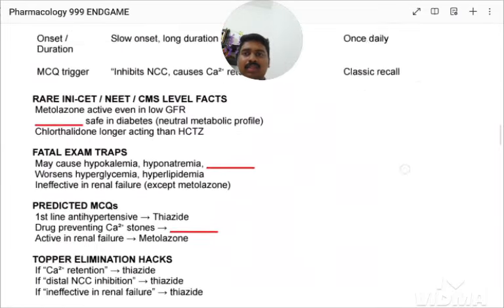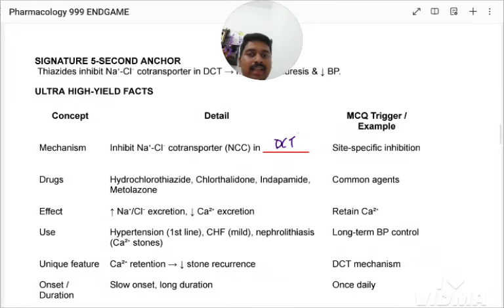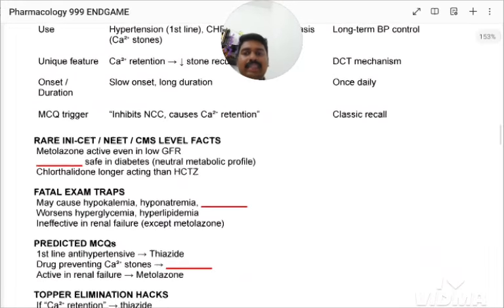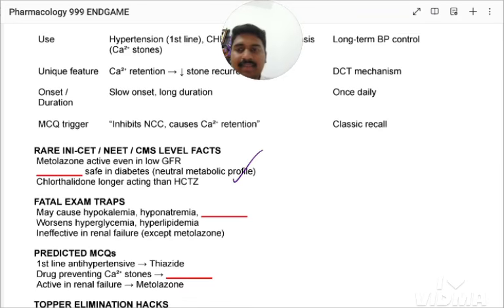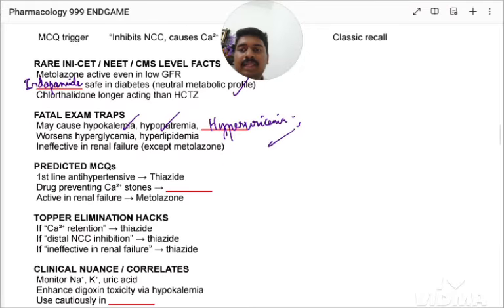So let's solve questions quickly. Inhibits sodium chloride co-transporter where? In the distal convoluted tubule. Next, dash is safe in diabetics, neutral metabolic profile. There is one thiazide which is safe, that is indapamide. Remember this: indapamide is safe in diabetes. Next, thiazides may cause hypokalemia, hyponatremia, and one more metabolic abnormality, hyperuricemia. Also it causes hypercalcemia.